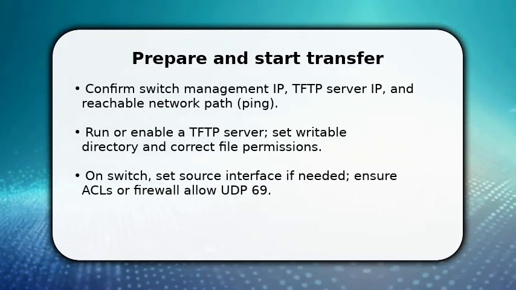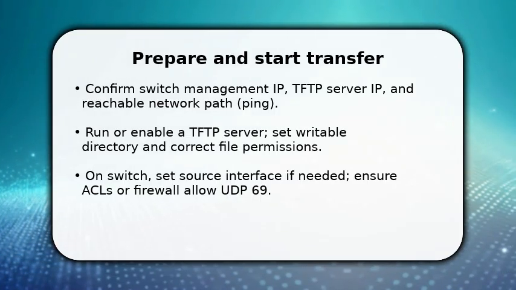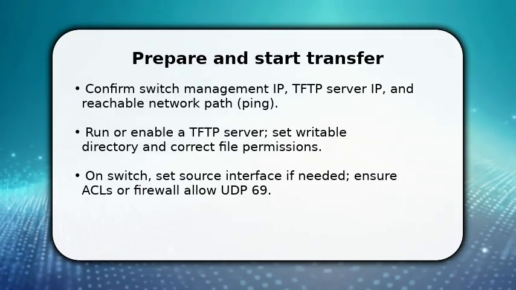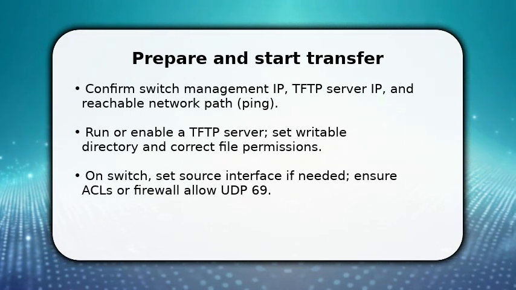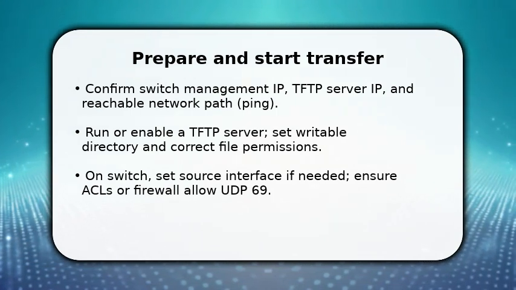On the switch, set the source interface for outbound traffic, if necessary, and ensure ACLs or firewalls allow UDP 69, so packets actually reach the server.